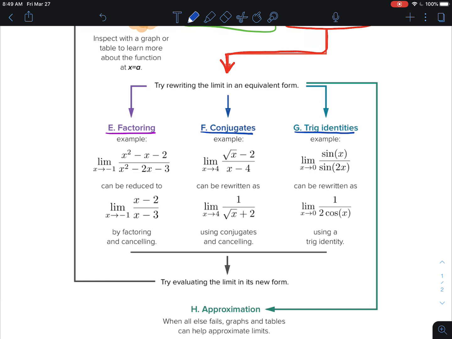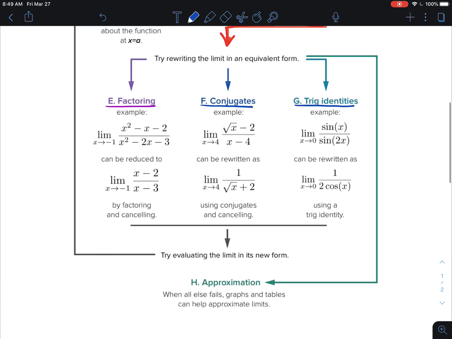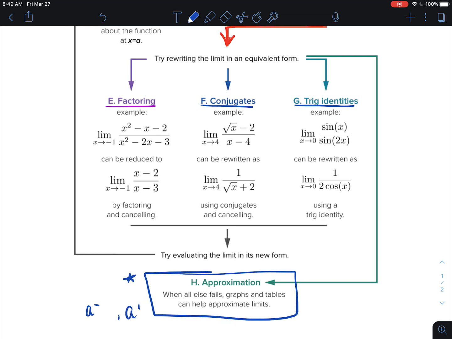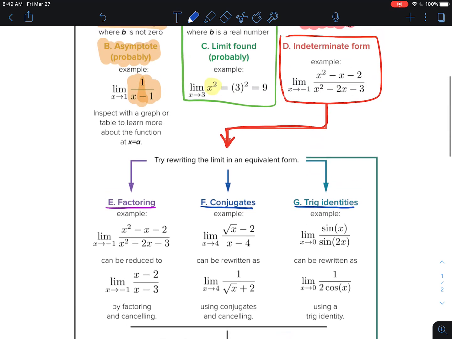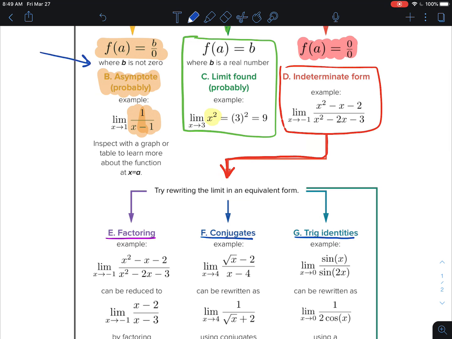Okay, if all of these fail, what you can do is approximate from a table or a graph, just like we did in the very beginning of this unit. You can always look at what's happening from the left of a number and the right of a number. That will give you an idea of the behavior. When we are talking about asymptote behavior, we are going to look to the left and the right of that number by using a number very small or very big, very close to it on either side.